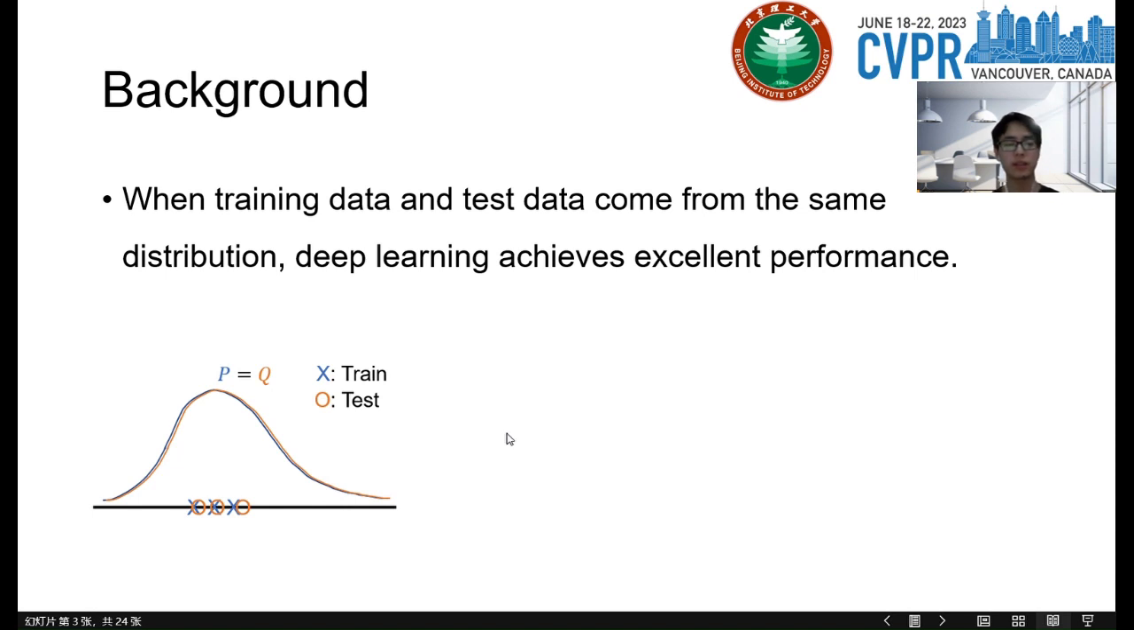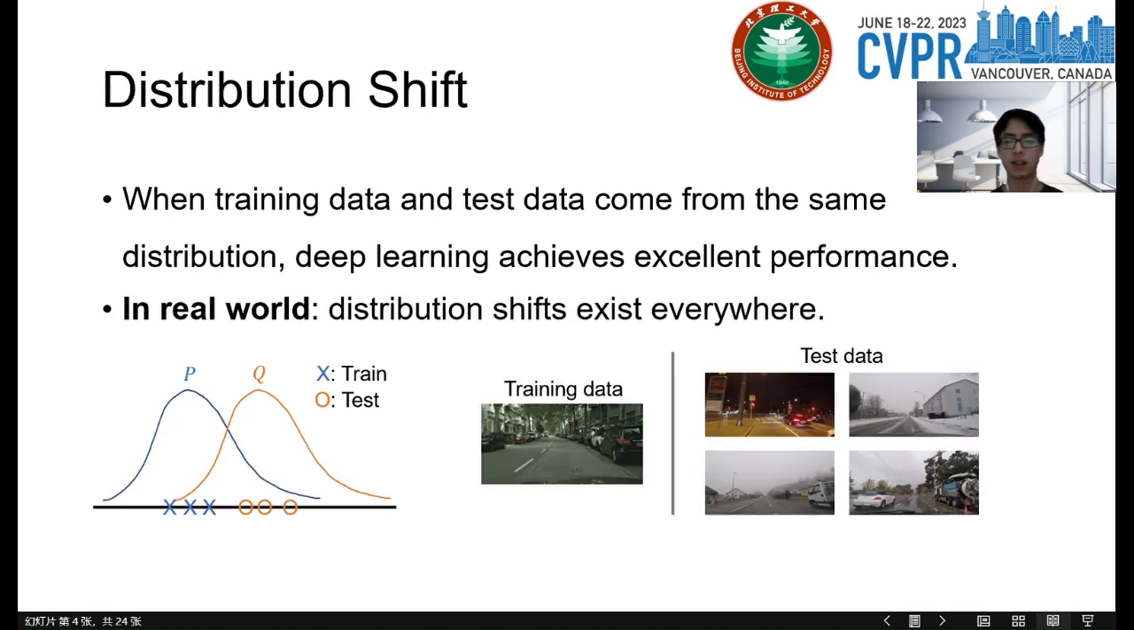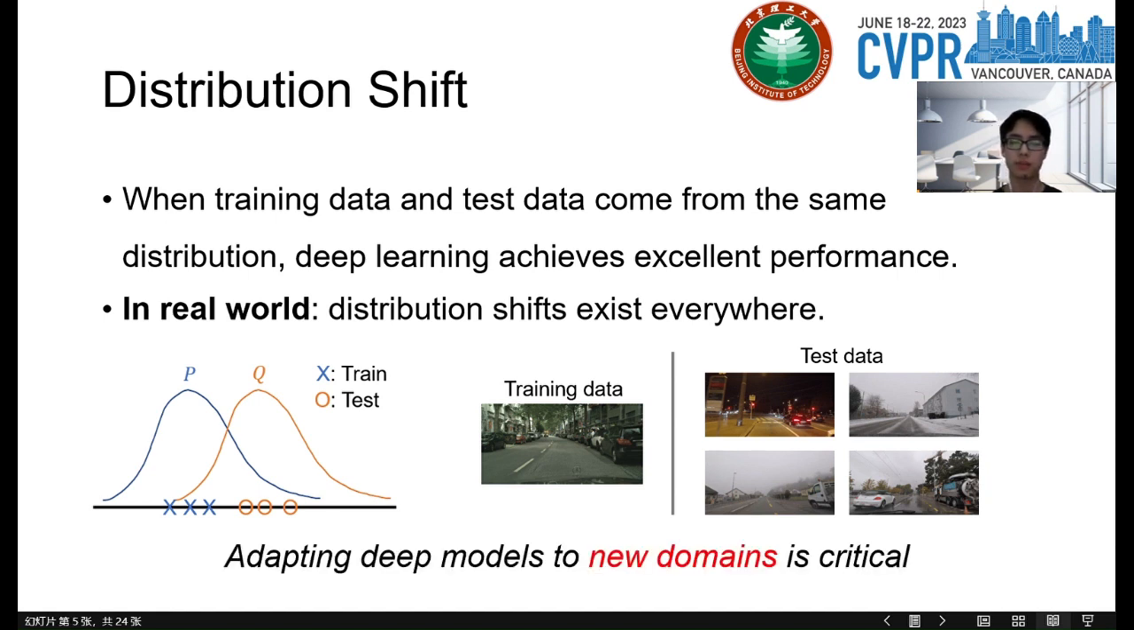As we know, when training data and test data come from the same distribution, deep learning always achieves excellent performance. However, when training data and test data come from different distributions, the performance always drops significantly. In the real world, distribution shifts exist everywhere. The following figure shows a simple example where training data comes from a sunny day, but test data comes from night, snowy, foggy, and rainy days. Adapting deep models to new domains becomes crucial in such scenarios.